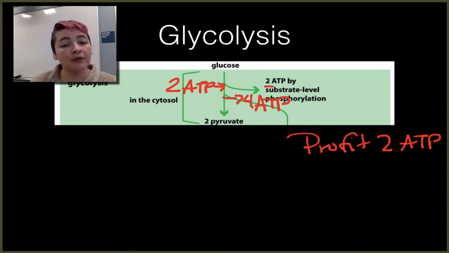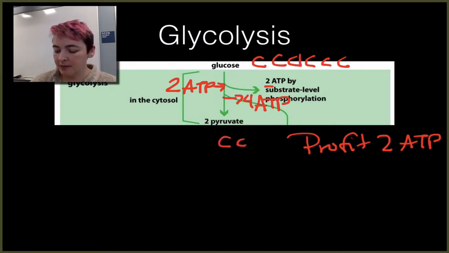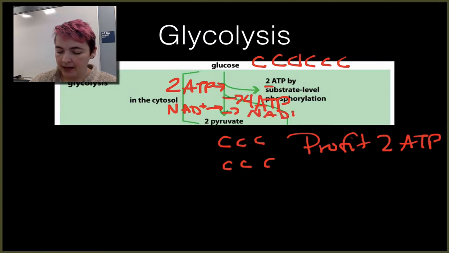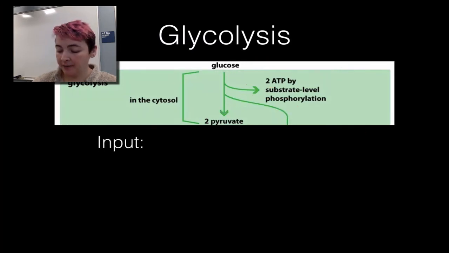If we look at the number of carbons, glucose has 6 carbons. If we cut that in half, it makes 2 molecules of 3 carbons each. Pyruvate has 3 carbons: 1, 2, 3, and 1, 2, 3. The other thing that we put in is NAD, and we get out NADH. NAD is the limiting factor, because this ATP can be used to replace that ATP, but for NAD we need another way to form it, and that's where the second process of fermentation comes in handy. Let's review glycolysis.